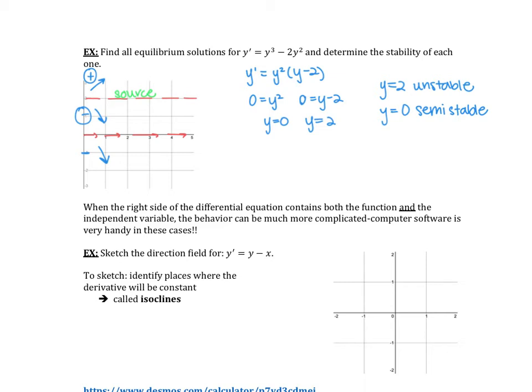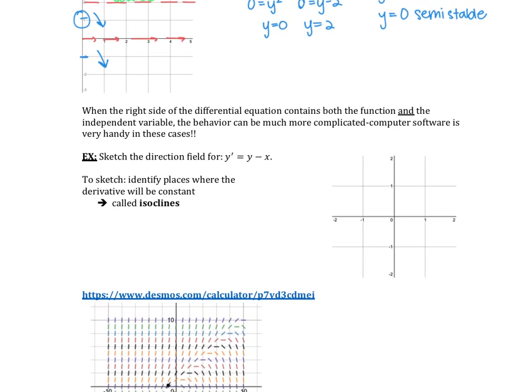You guys, computer software is going to be your friend in this case. Desmos has a fantastic slope field generator. So if you just Google Desmos slope field generator, you can type in your equation and it will generate what the slope field looks like for you. So you don't have to figure it out. But I want to show you how sometimes it's not so hard. And then we'll look at what the Desmos one looks like. When we're doing a direction field for something like y prime equals y minus x.